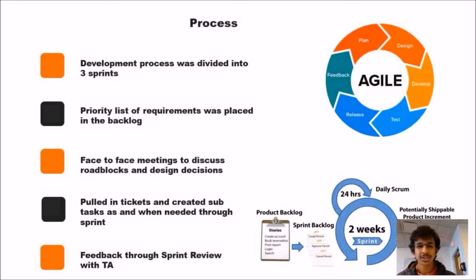Hi, this is Aunsh, and I would like to walk you through our team's process of development. Along the lines of Agile, our development process was divided into 3 sprints. We had a list of requirements that we placed in our backlog, and we pulled in issues according to their priority. We held a number of face-to-face meetings to discuss obstacles and also important design decisions. We demarcated issues into tasks, stories, and epics.